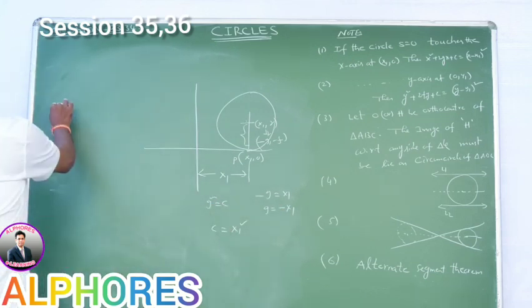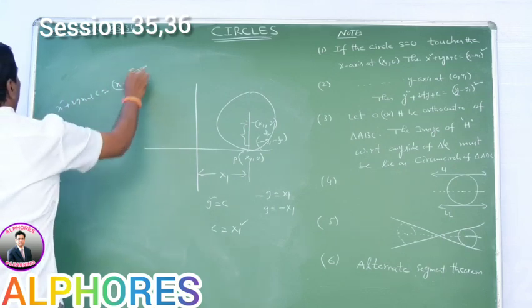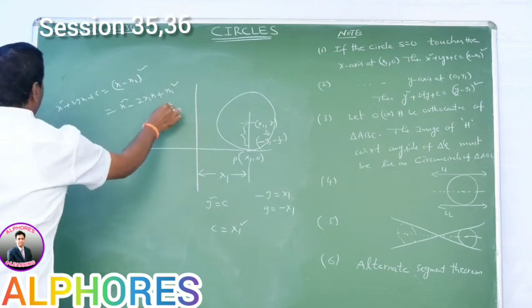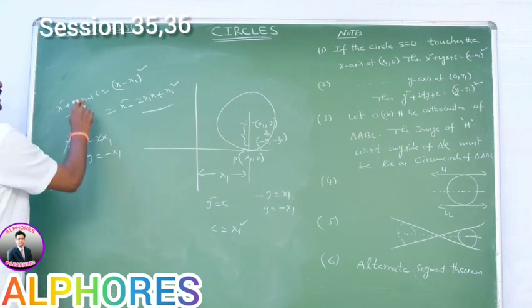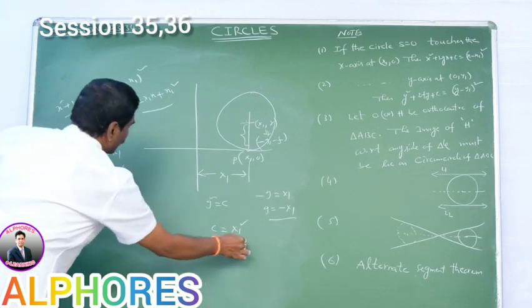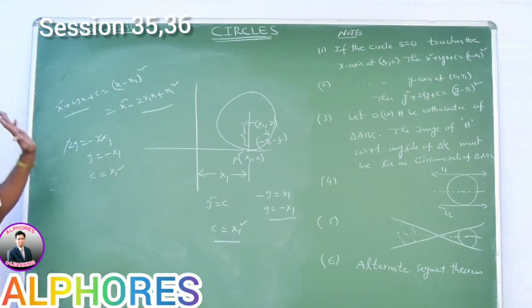Please observe this point. x square plus 2gx plus c is equal to (x minus x1) whole square, which means x square minus 2x1x plus x1 square. Comparing like terms on both sides, the x coefficient is 2g, so 2g is equal to minus 2x1. 2 cancels, g is equal to minus x1. c is equal to x1 square. It is an easy method, a direct formula to find g and c.